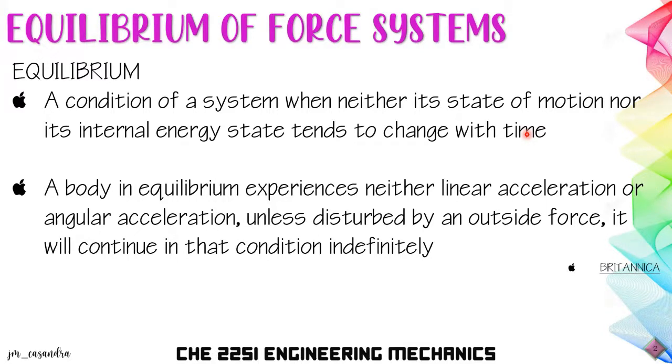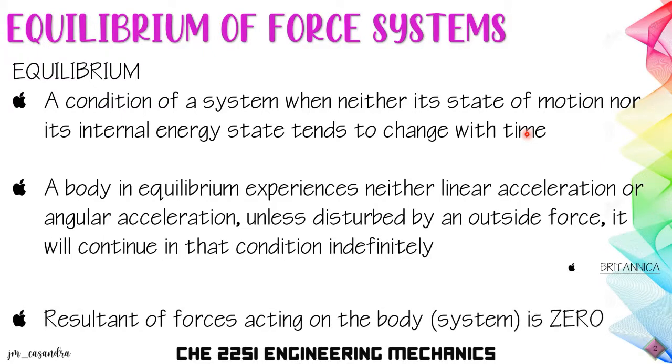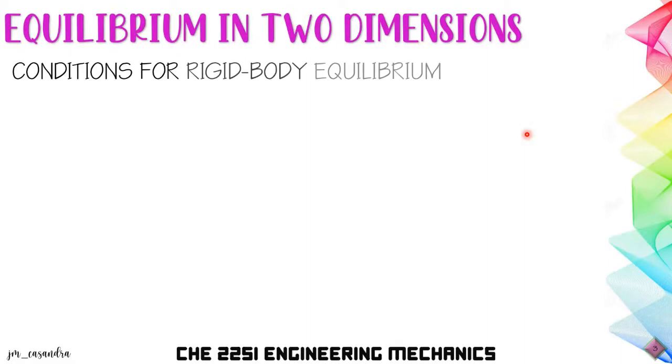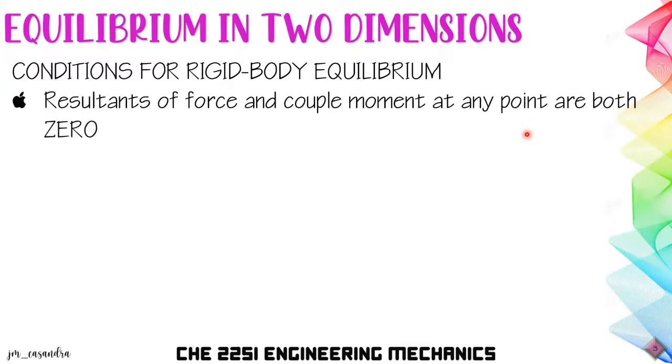This definition pertains to Newton's first law of motion, which is the law of inertia. The resultant of forces and moments acting on a body or system in equilibrium is always equal to zero. So the conditions for rigid body equilibrium in two dimensions require that the resultants for both force and couple moment at any point should be equal to zero. That is, R, or summation of F, should be equal to zero.